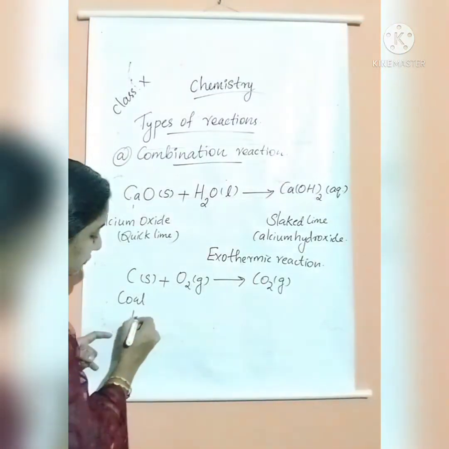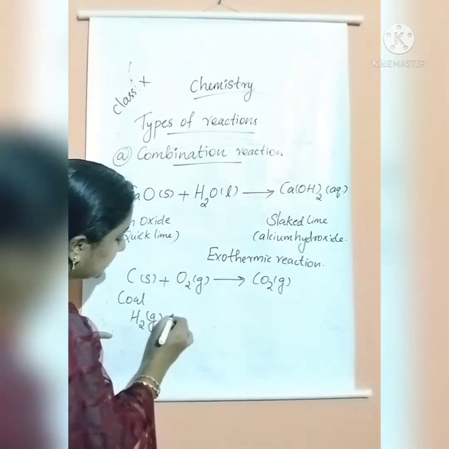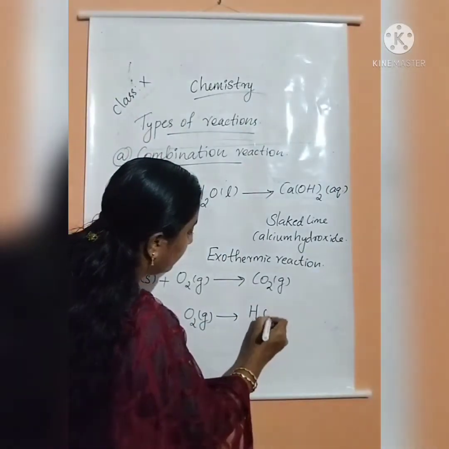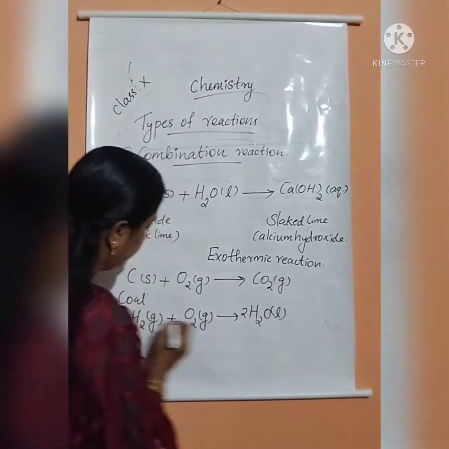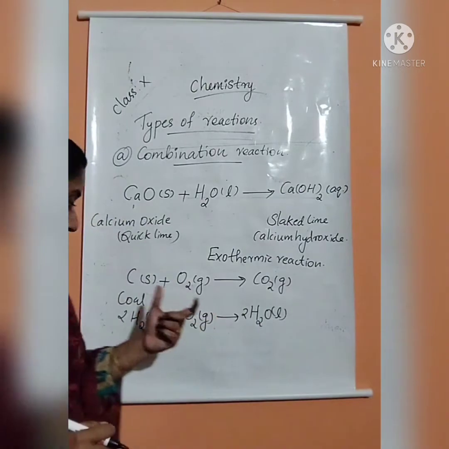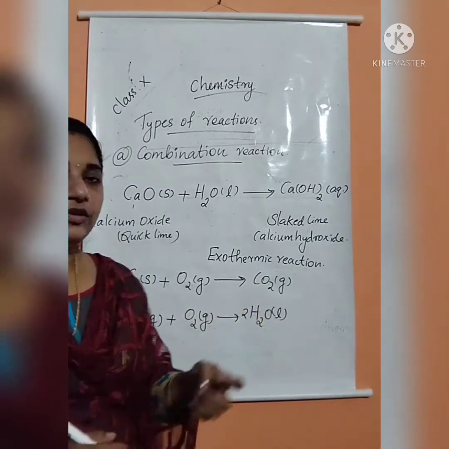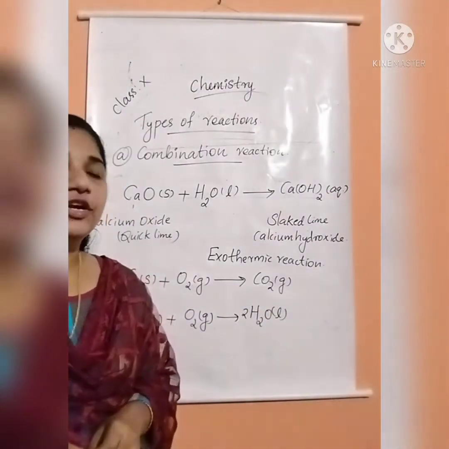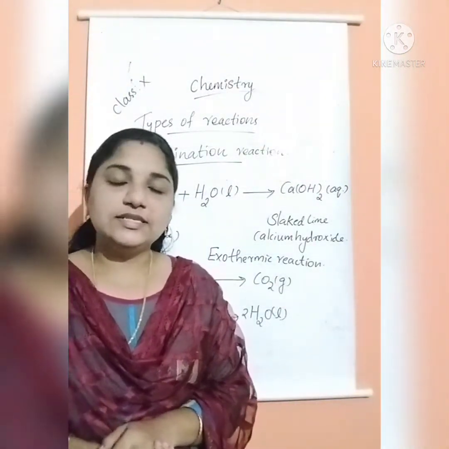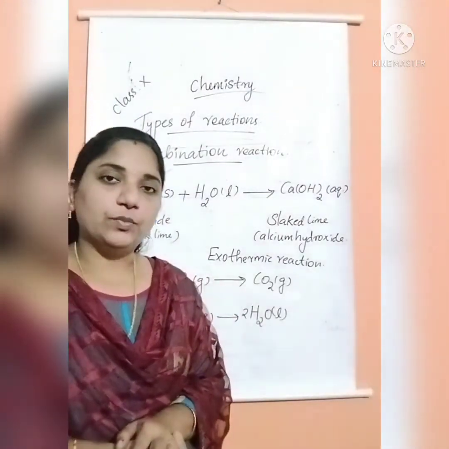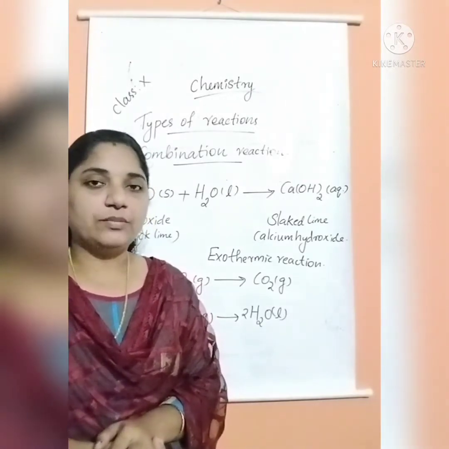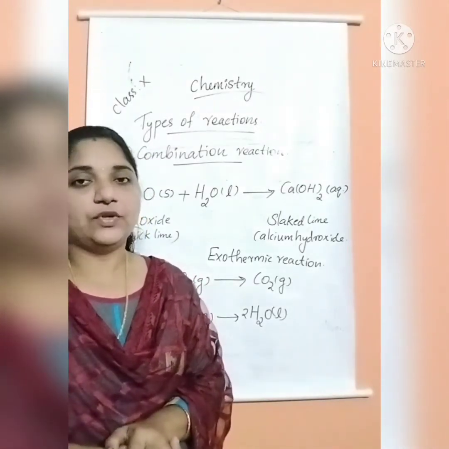Another example, formation of water. Hydrogen gas reacts with oxygen gas. Water is formed. When we balance, this equation will become like this. Hydrogen reacts with oxygen, water is formed. This is also an example for combination reaction. A combination reaction is a reaction in which a single product is formed from two or more reactants. So you can see many examples of combination reactions.